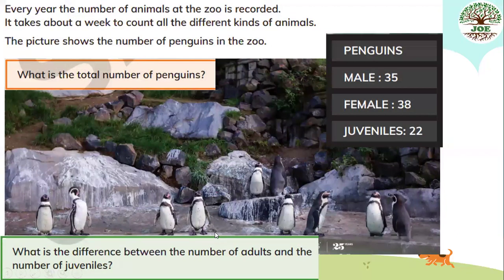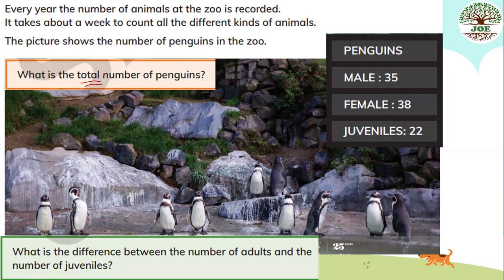For every year, the number of animals at the zoo is recorded. It takes about a week to count all the different kinds of animals. The picture shows the number of penguins in the zoo. What is the total number of penguins? Total number of penguins means we have to sum all kinds of penguins. The penguins are male 35, female 38, juveniles 22.